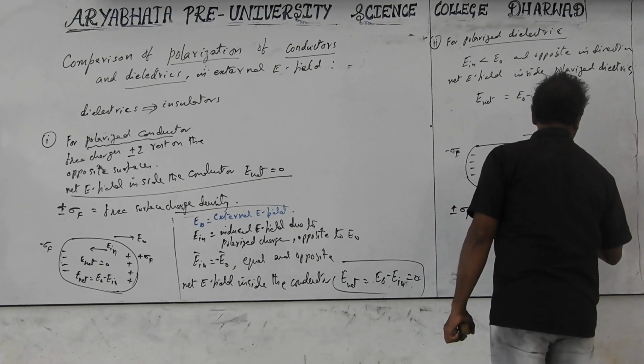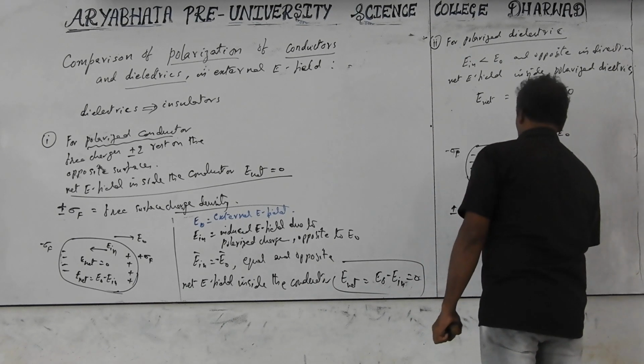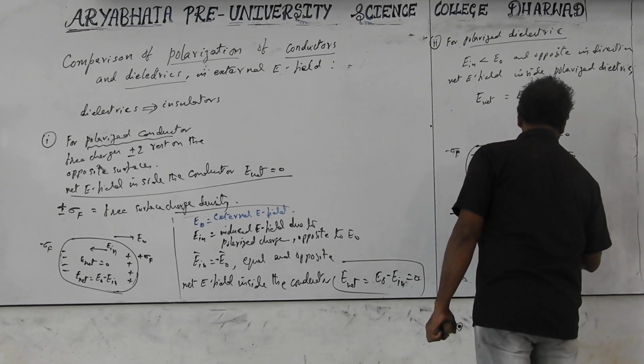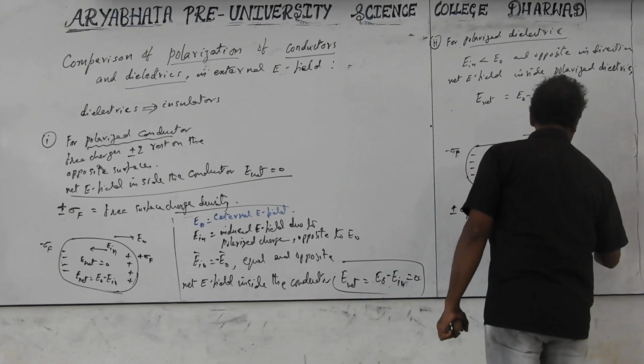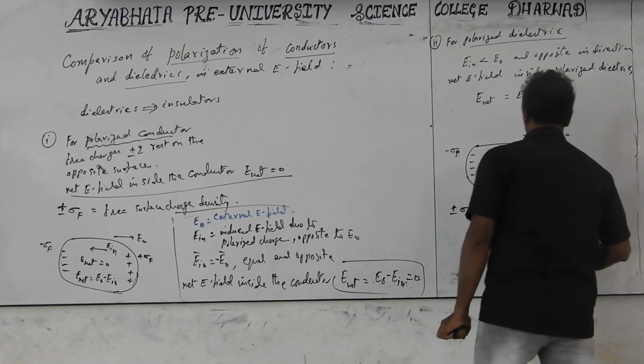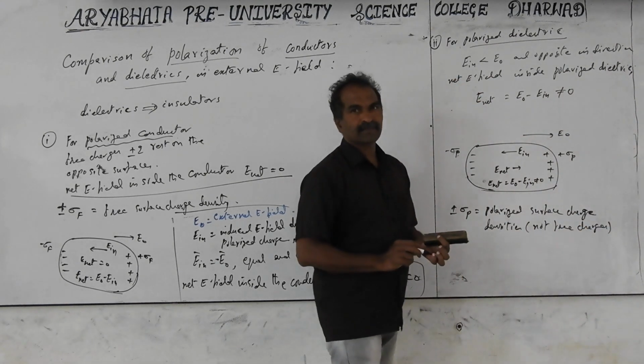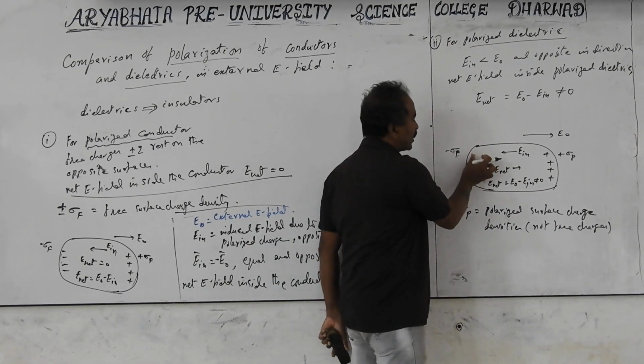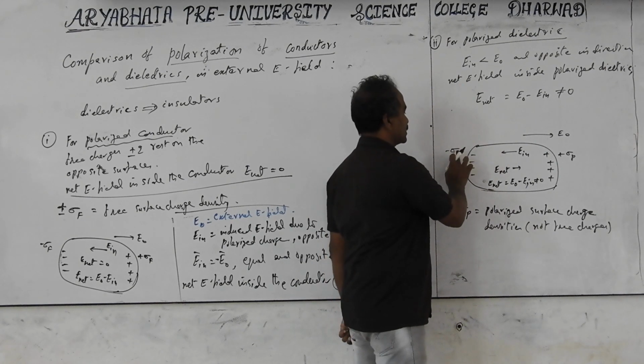Surface charge densities mean not free charges. Free charges are charges that can move freely. Polarized charges are not free charges; they cannot move freely. We didn't draw the diagram here. They are not just electrons, they are molecules only, and they cannot come out of these materials.